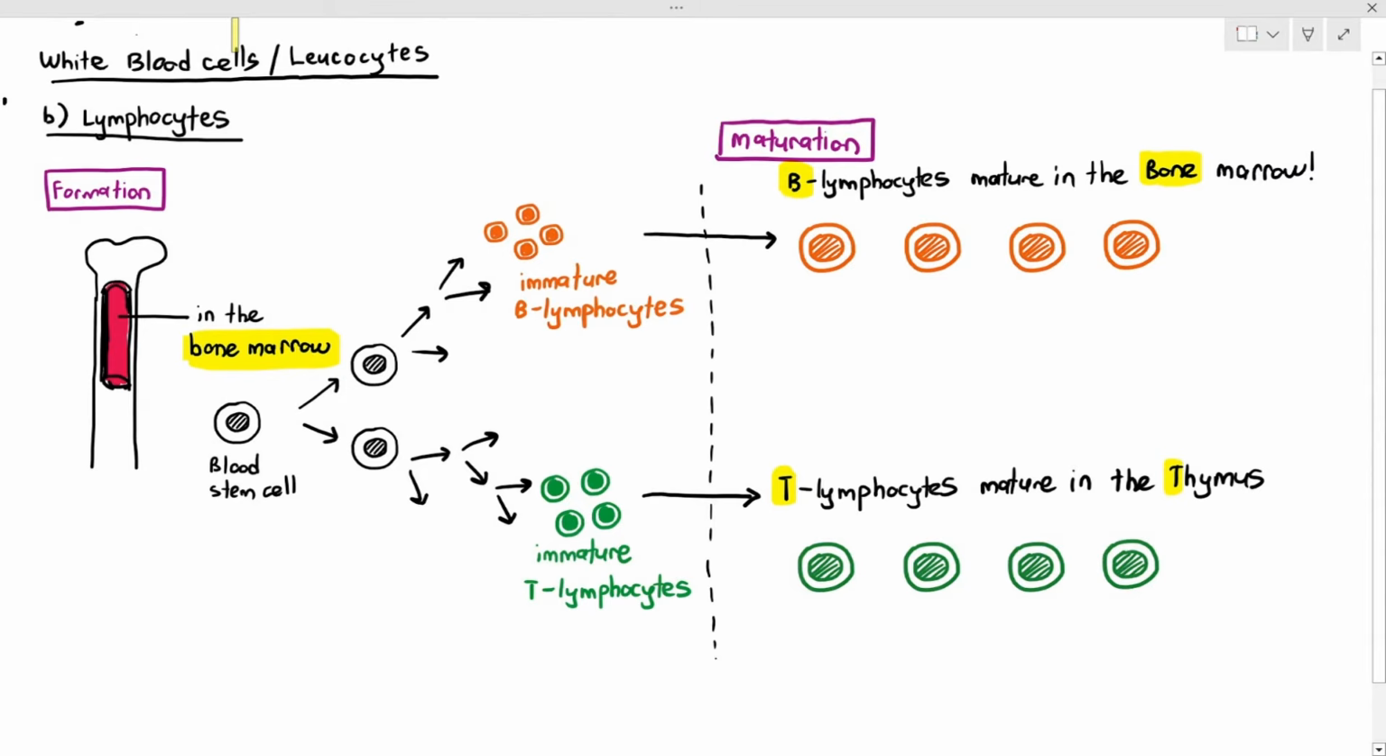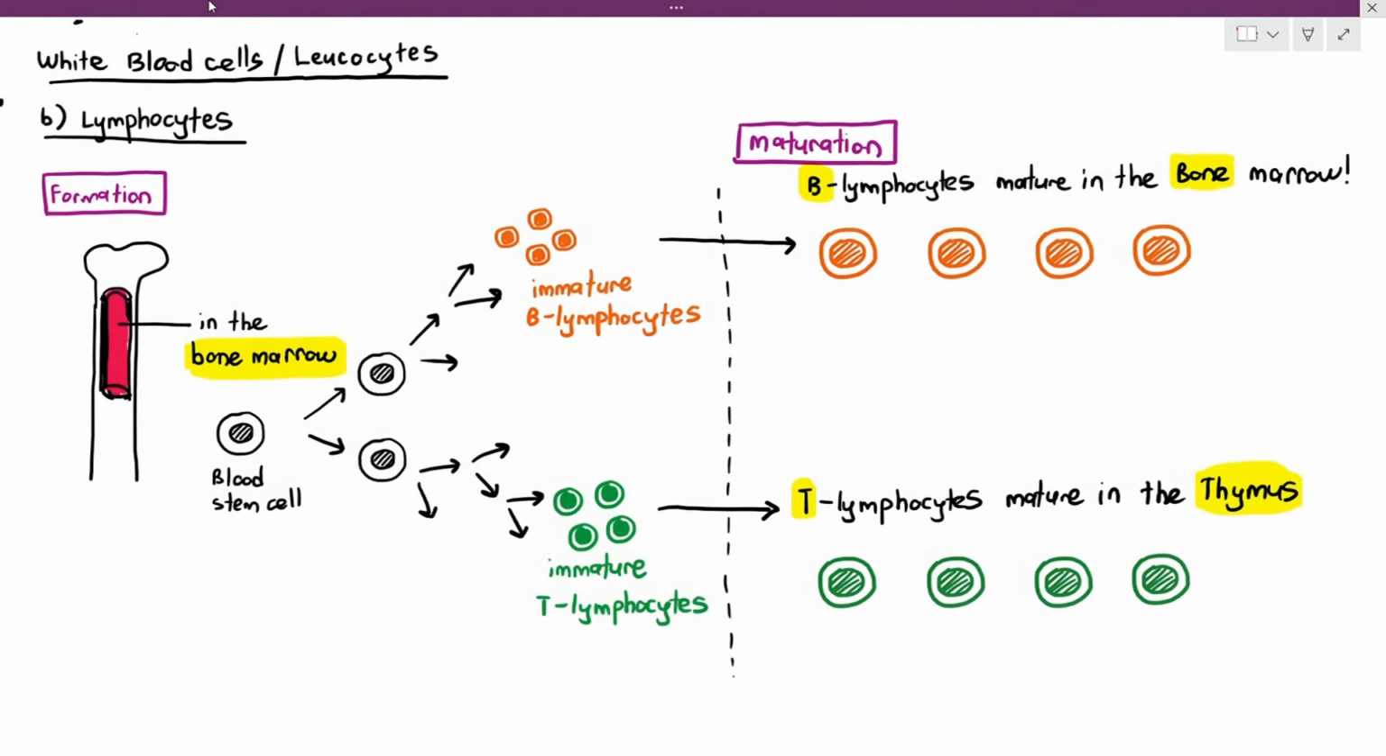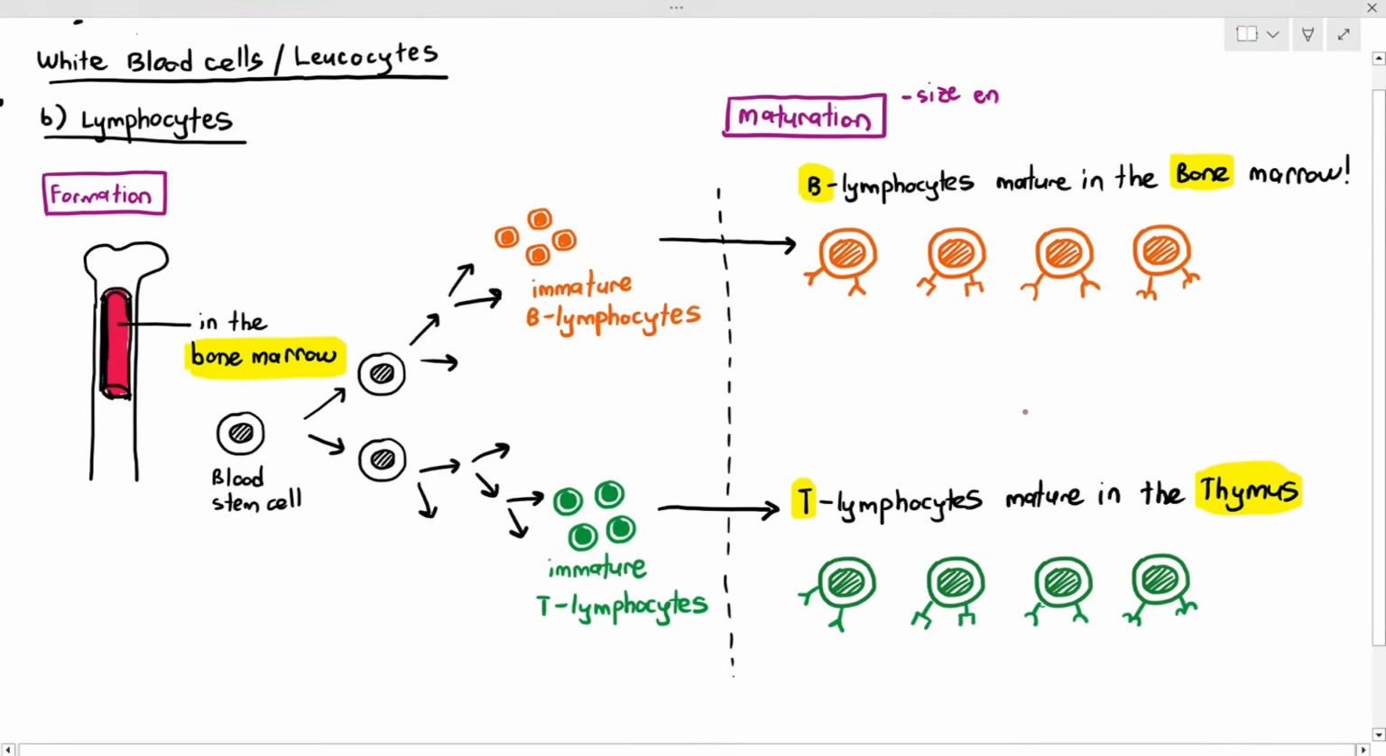You do have to know the formation of the two types of lymphocytes, and you do have to know where they mature. This is important for the exam. Now, another very important thing that you have to know is when the B lymphocytes and T lymphocytes mature, something interesting happens. One obvious thing that happens here is the size increases, obviously. If you compare the immature B lymphocytes, immature T lymphocytes with their mature counterparts, the mature cells are larger. But what is very interesting is the mature lymphocytes have receptor proteins on their cell surface membrane.